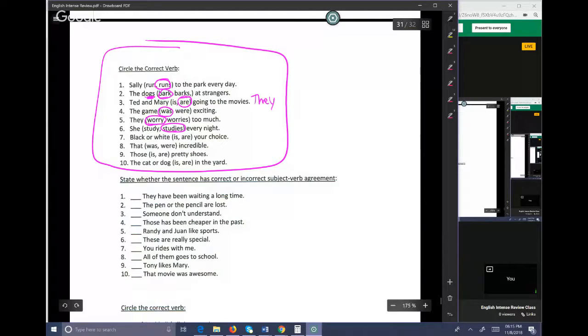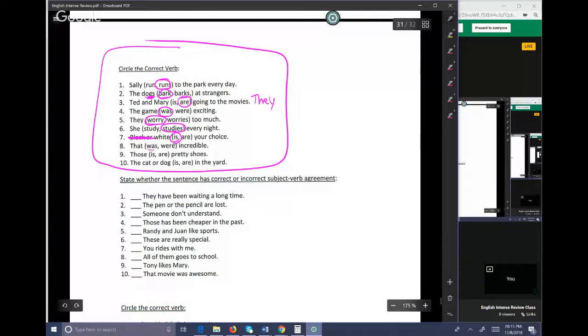Black or white. So when we have an or, we take the subject, because there's 2 subjects joined by an or. We take the subject that is closer to the verb and we disregard the other one. So that means that we're just going to use the word white and not even use the black or the or. So white is your choice. Even though there's 2 subjects listed, we only use one of them to modify the verb because it has or.